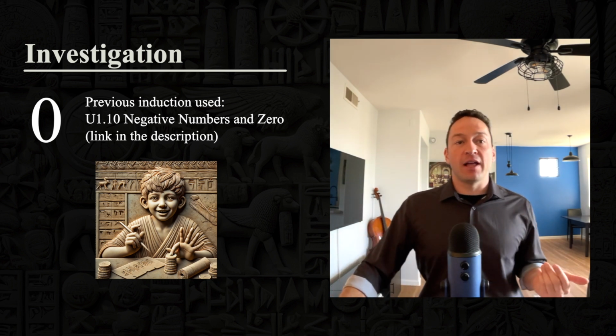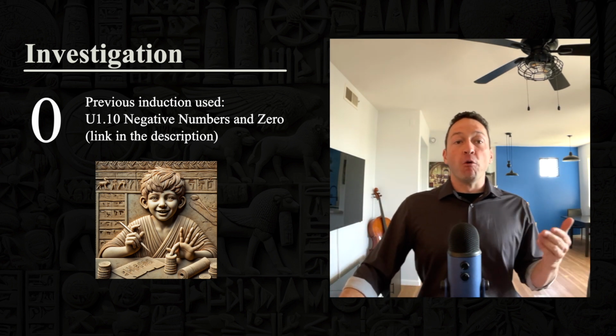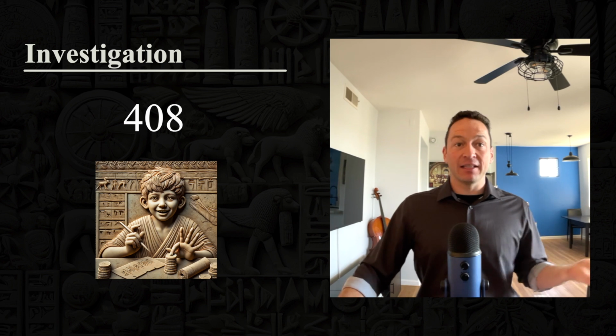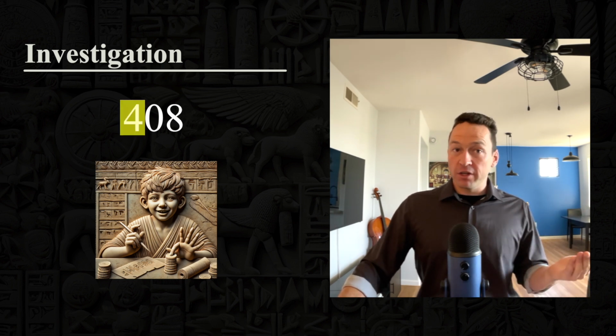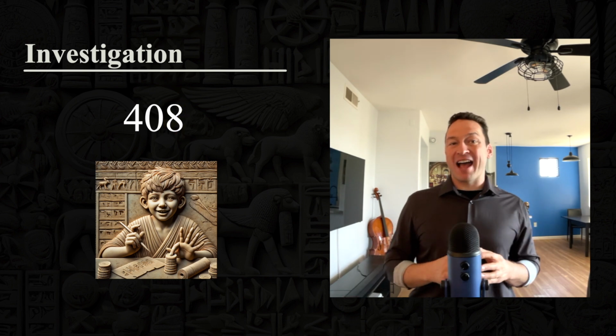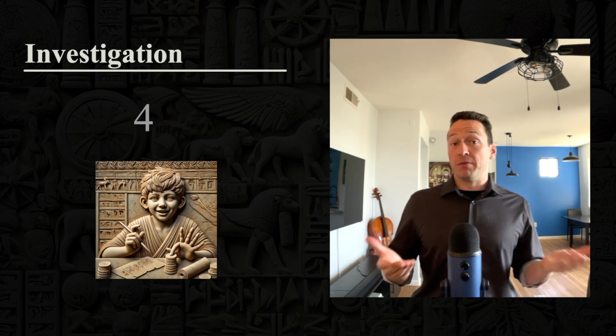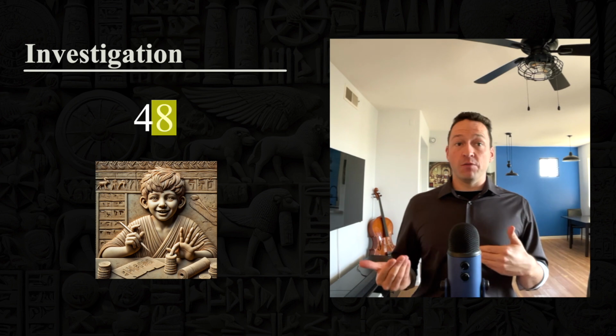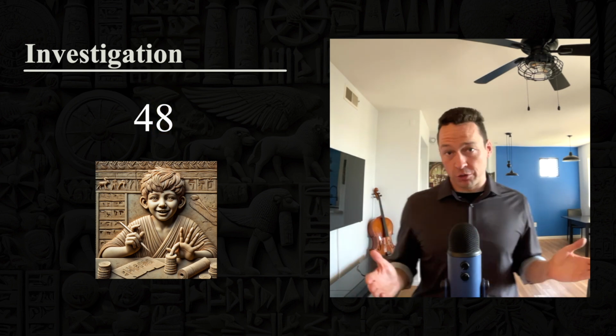So what would that look like? To write the quantity 408, he could write it like this: 4 hundreds, 0 tens, and 8 ones. In contrast, 4 tens and 8 would just be written like this: 4 tens and 8 ones. So he's able to distinguish those two numbers.